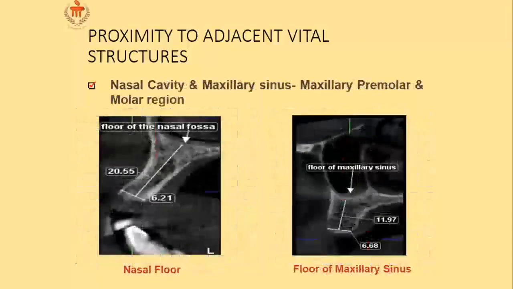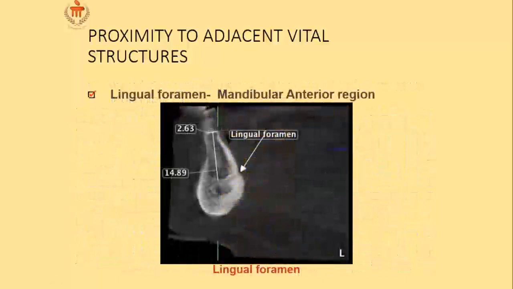Similarly, for the maxillary sinus, that's the floor of the maxillary sinus. You need to look out for all of these structures. The lingual foramen there, you look at that lingual foramen, that's the mandible anterior region. So from the crest, you're walking down up to the lingual foramen. This is where the nerve enters, and that's where you'd stop.